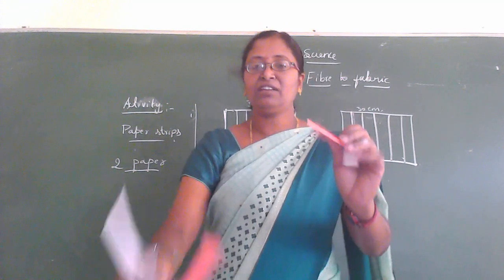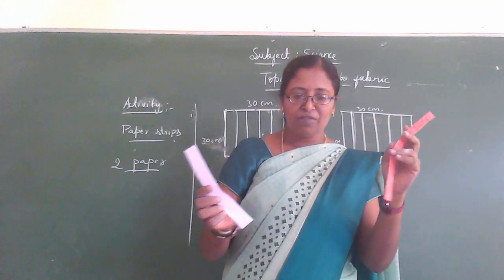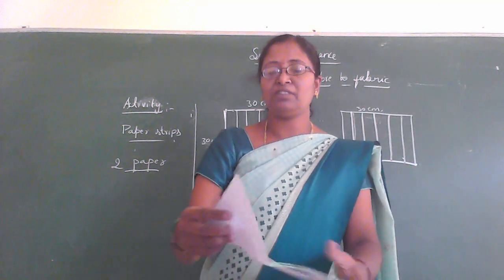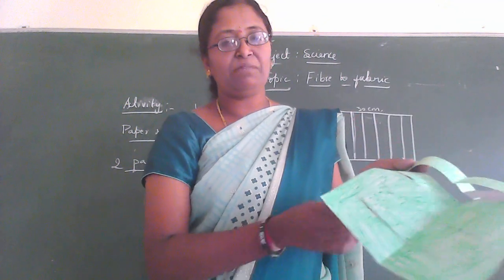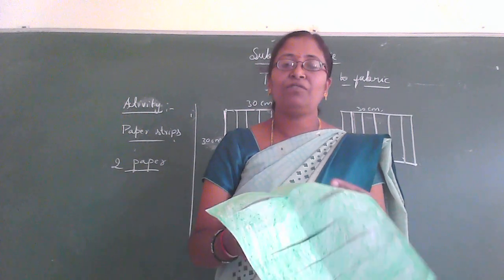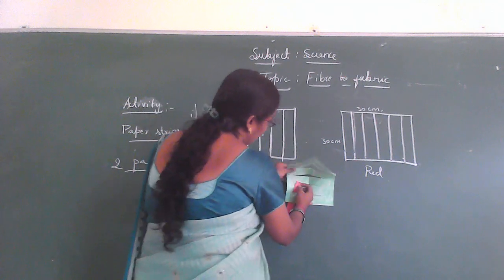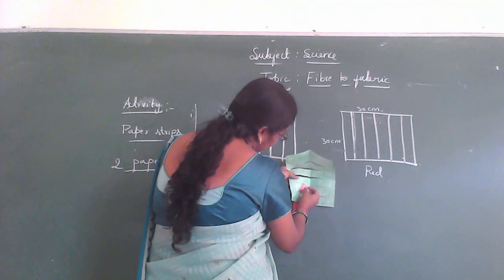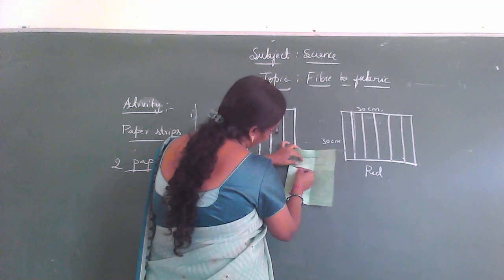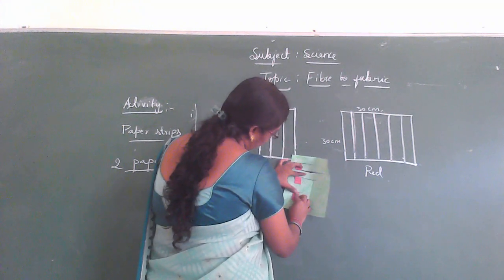Here I am taking the paper strips like this. Weave the strips one by one through the cuts in the sheets of the other paper. See children, I am cutting this paper and I am taking another cut piece of paper strip. And then we weave like this. We need to weave the paper strips like this. Okay. You do this activity in your home.